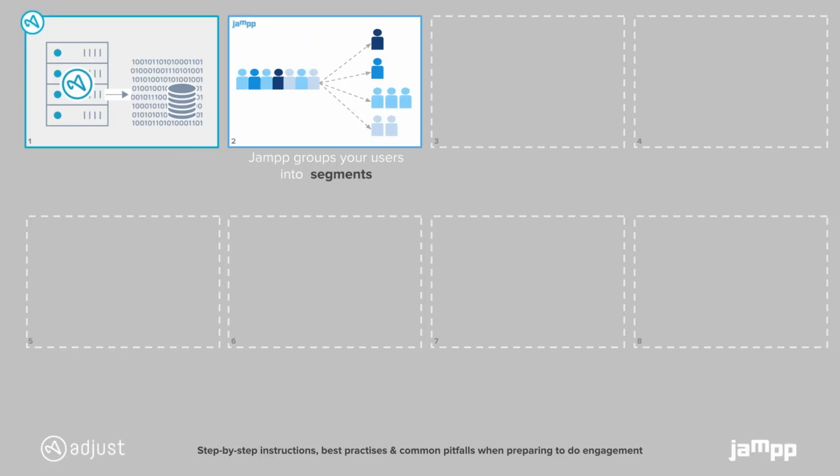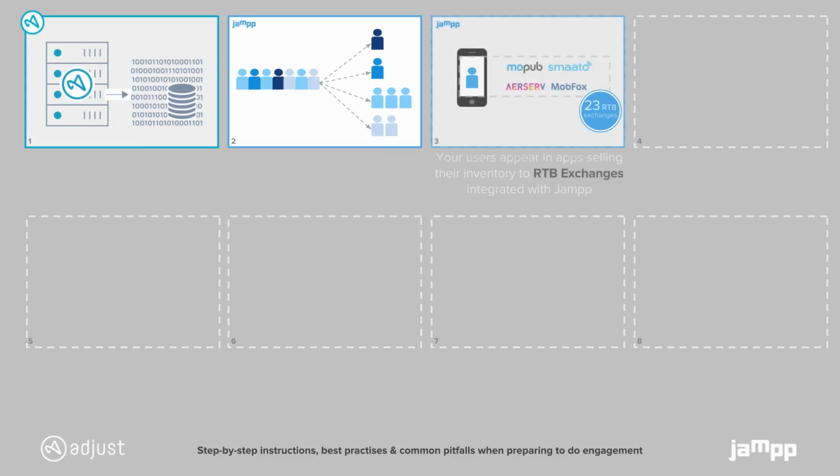Jampp then groups your users together in what we call segments. I'm going to talk about this in more detail shortly. These users of yours are often using other apps. So let's say, for example, their favorite news app.